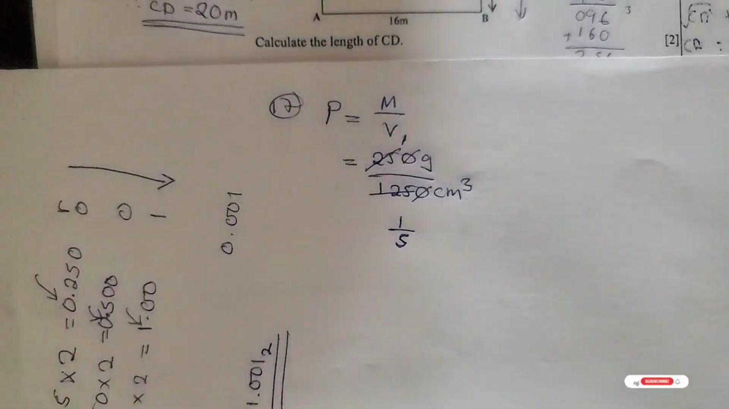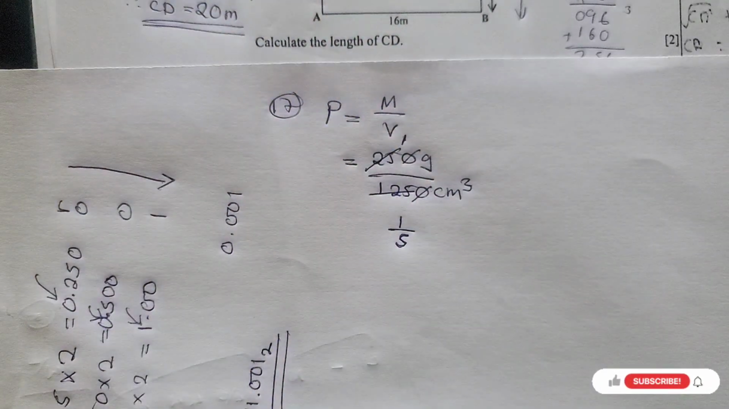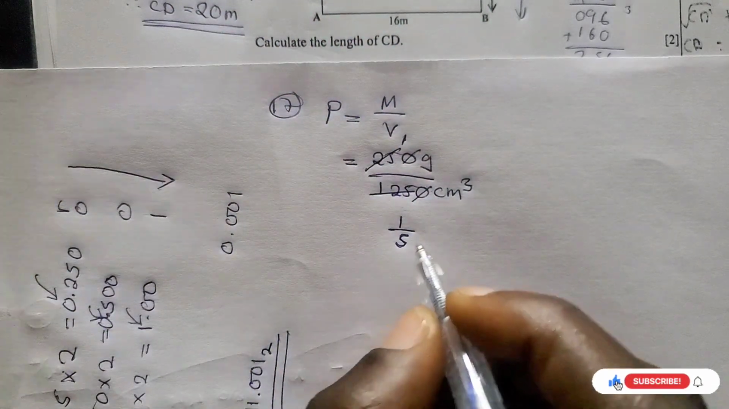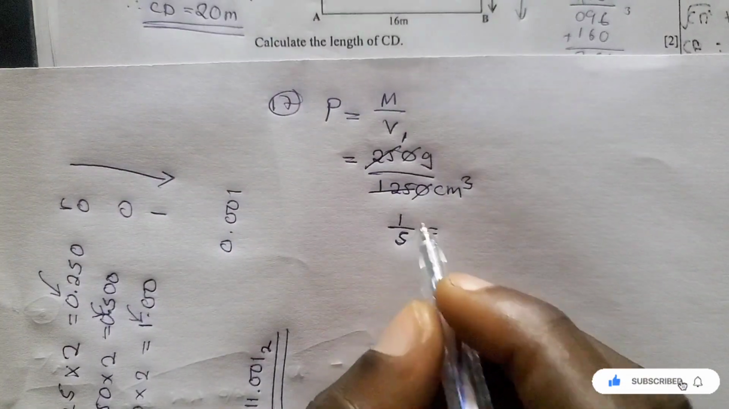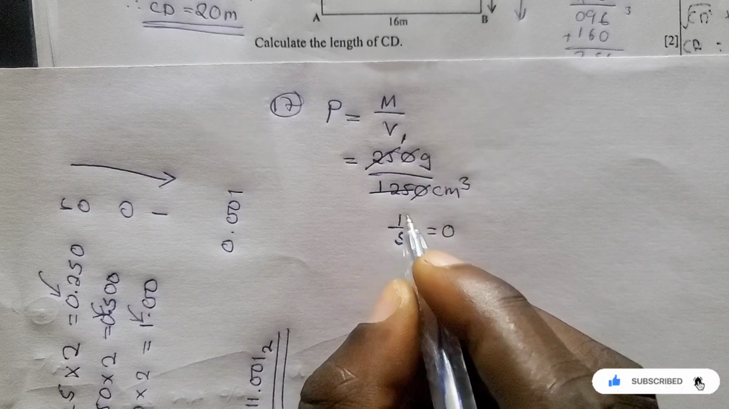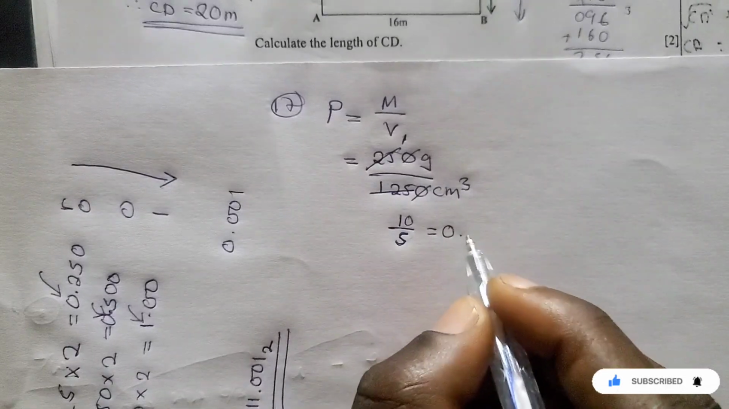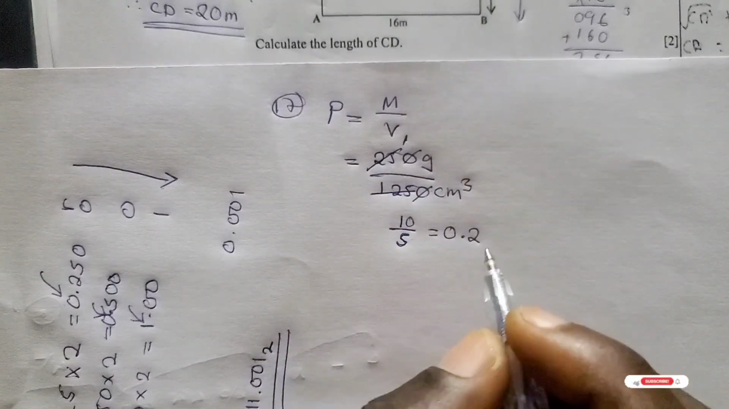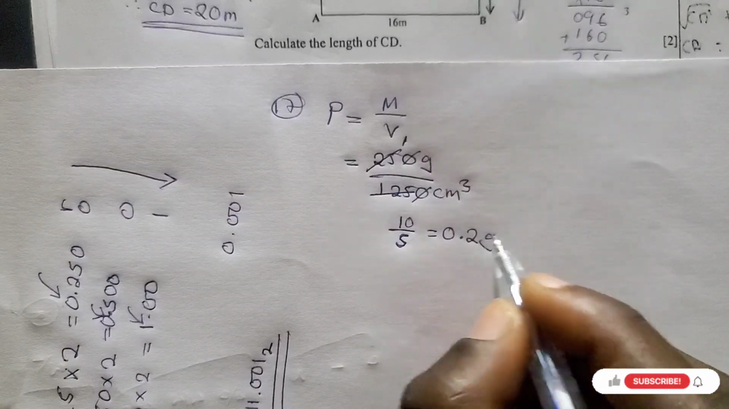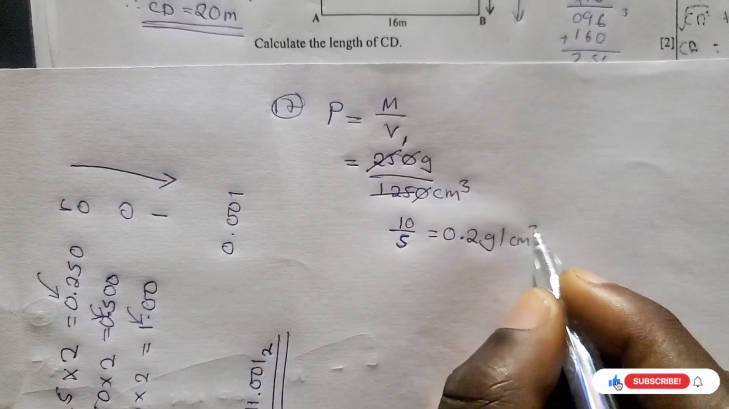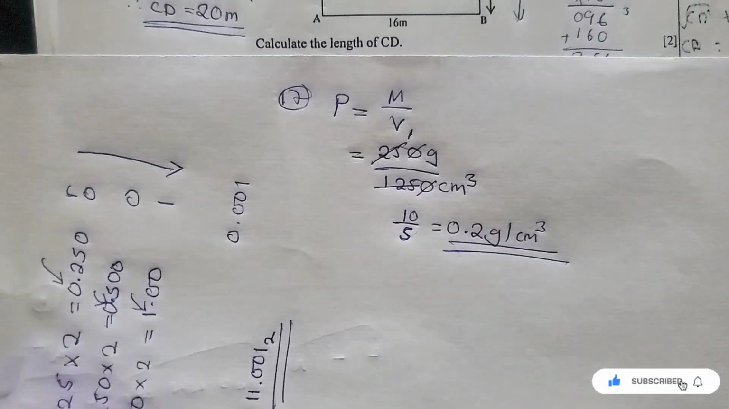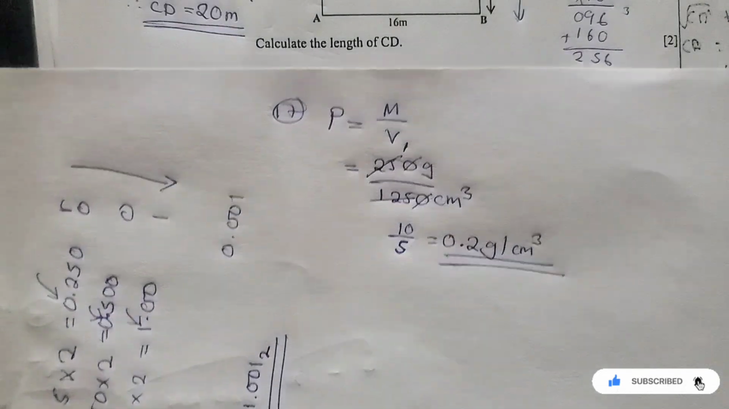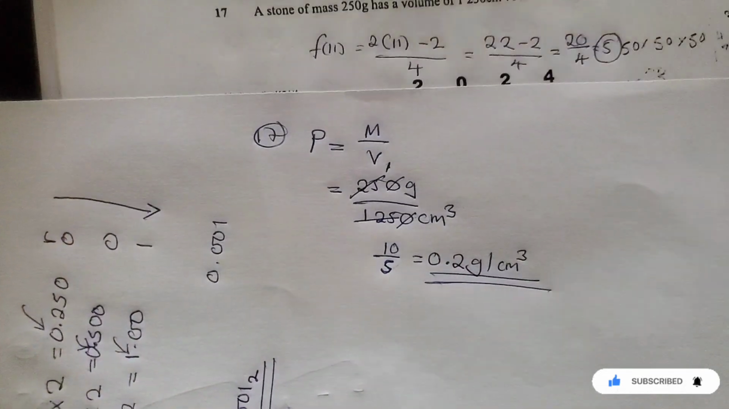1 over 5. We can express this as a decimal. 5 into 1 is 0, then this becomes 10. 5 into 10, so 0.2 grams per cubic centimeter as density. Are we together? Let's go to question 18.